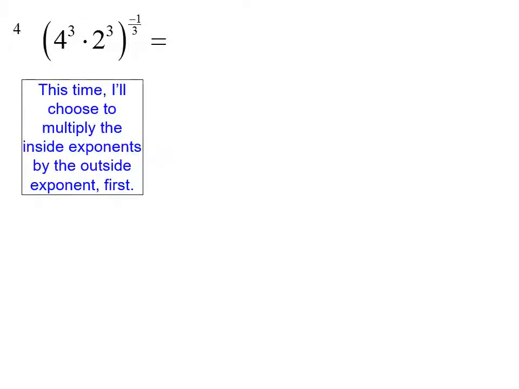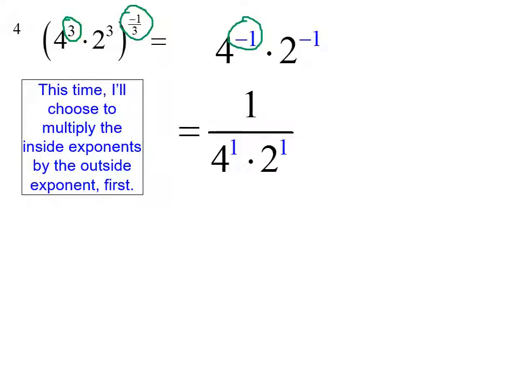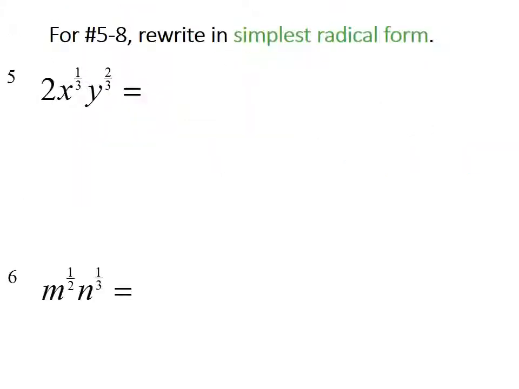Let's try this one. This time I'm going to do it a little different. I'm going to multiply the inside exponents by the outside exponents. So that gives me negative 1 here. I'm going to do it with the other power. 3 times negative 1/3 gives me negative 1. So now they have negative exponents. They belong in the other half of the problem. So I'm going to put them in the denominator. I get 1 over 4 times 2, which is 1 over 8.